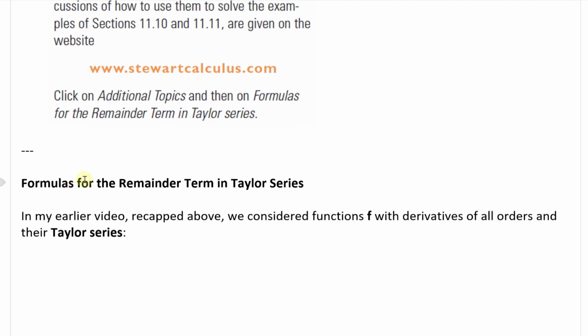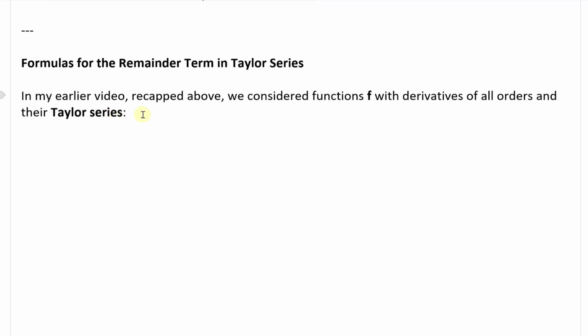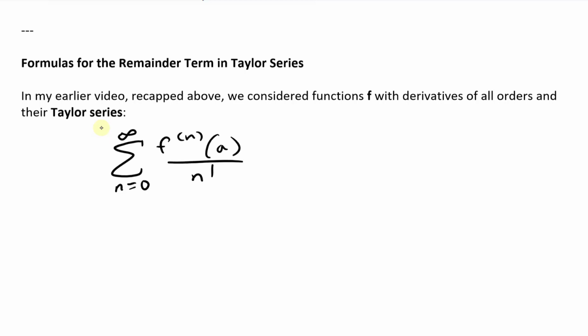Alright, so now let's take a look at formulas for the remainder term in Taylor series. In my earlier video recapped above, we considered functions f with derivatives of all orders, meaning you can continuously take the derivatives, and that is what we get with power series and their Taylor series. The Taylor series is given by the summation from n equals 0 to infinity of the nth derivative of f at a, divided by n factorial, times x minus a to the power of n.